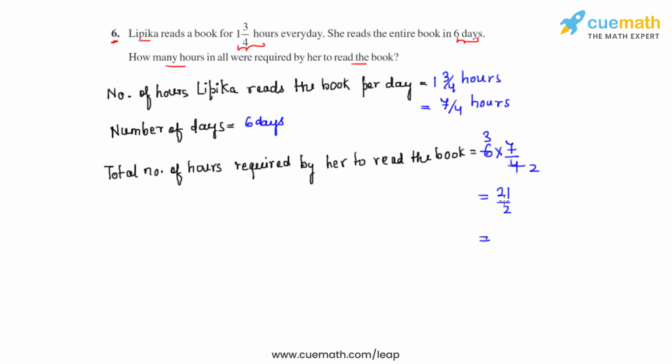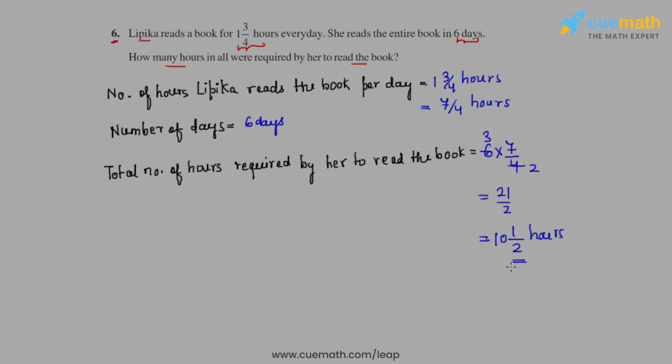So dividing 21 by 2, we get the quotient as 10, remainder as 1. So 10 1/2 hours is the total time, or the total number of hours, that she required to read the entire book. And this is how we solve this question.